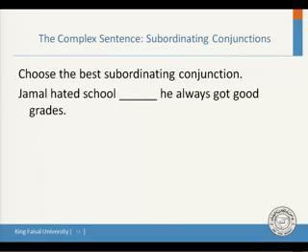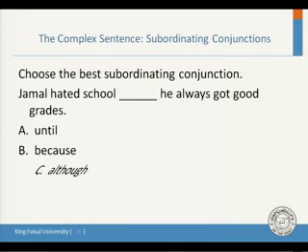Now choose the best subordinating conjunction. Look at this sentence. Jamal hated school. He didn't like school. He hated school. He always got good grades. Notice, hate, doesn't like, and good. Similar ideas? No. They are different ideas. Different ideas. Which means but.